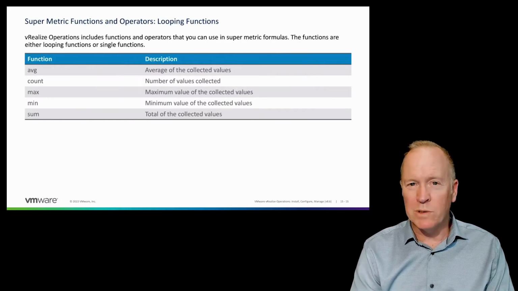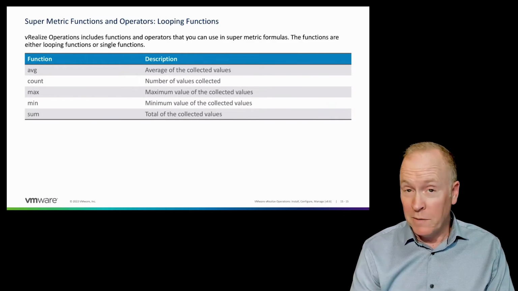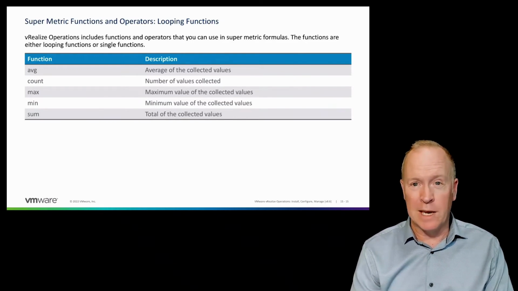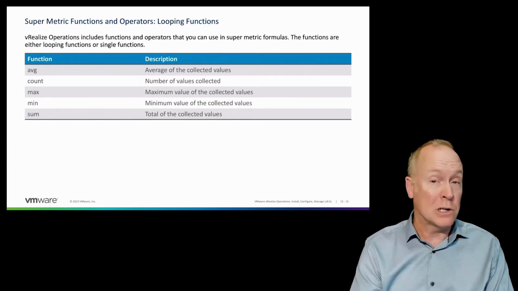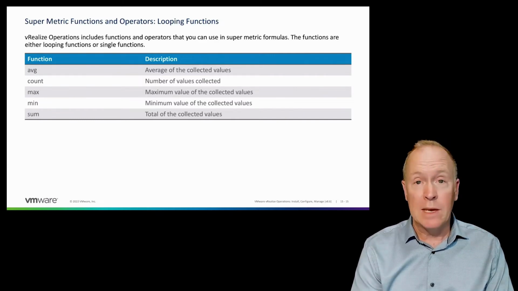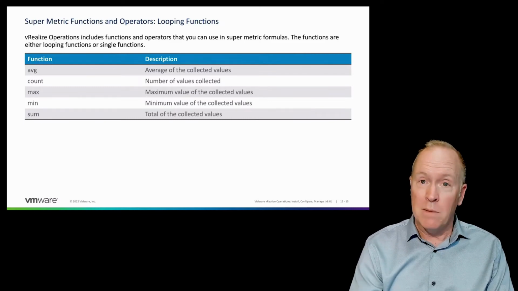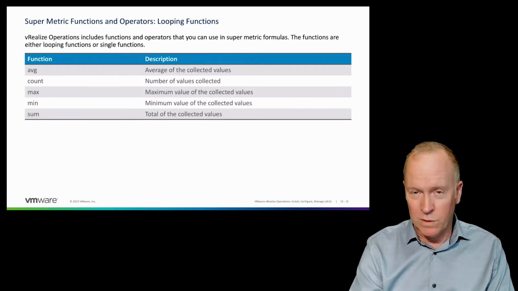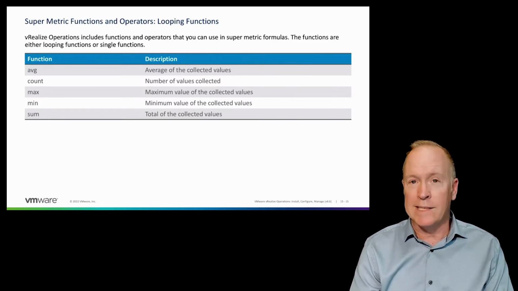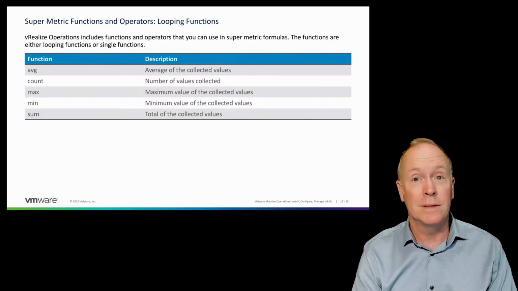Here are some examples of looping functions. We have the average looping function. The average looping function takes an attribute type, all the values that we got back, and returns the average value. Count tells you how many values we received. Minimum and maximum obviously return the minimum of the values or the maximum of the values, and sum allows you to tally them all up, add them up.